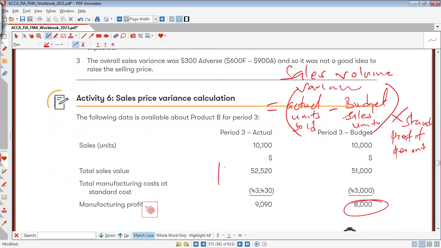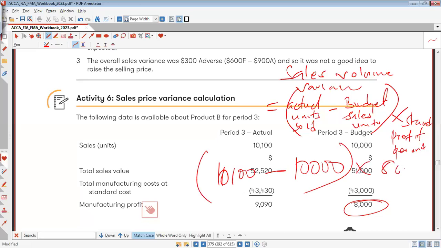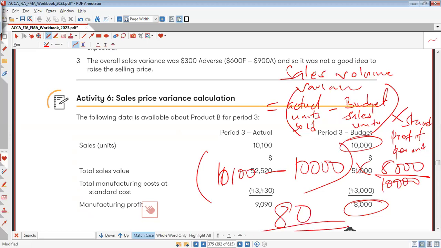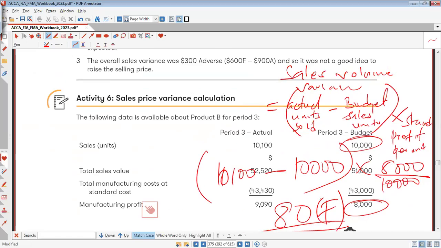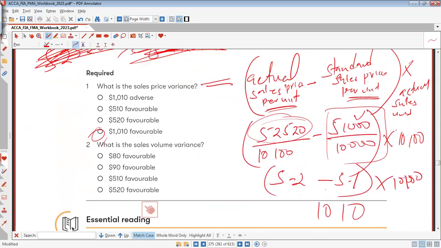So our actual sales units were 10,000 times 8,000, but per unit, the units were 10. So what do we end up with? 80. Favorable or adverse? Favorable. Okay, so how do we analyze this one? The answers look like this. We have 10 favorable. We have 80 favorable.